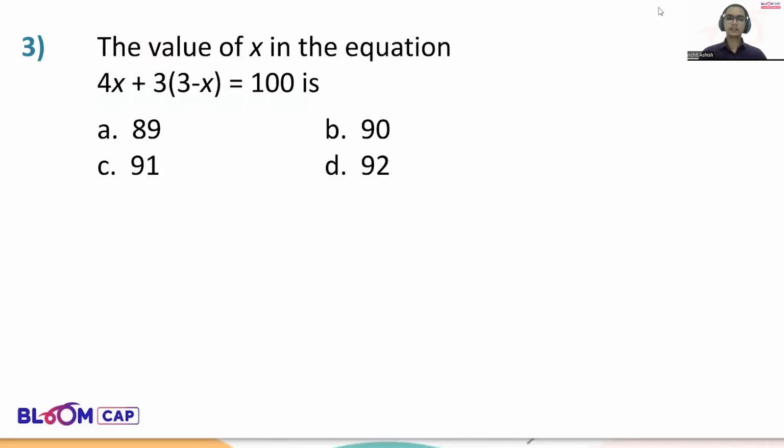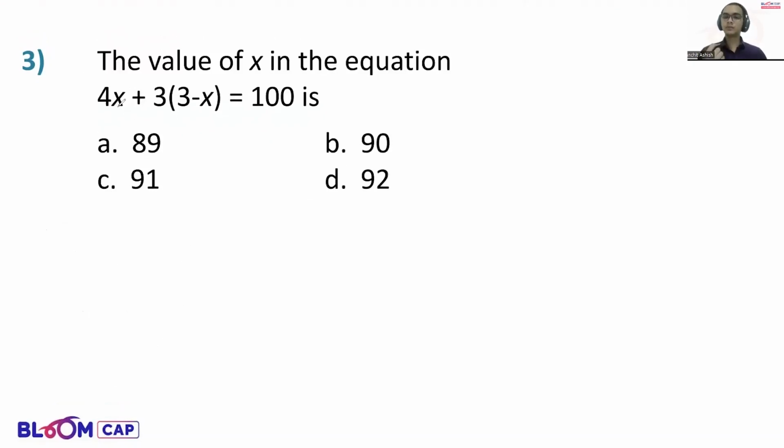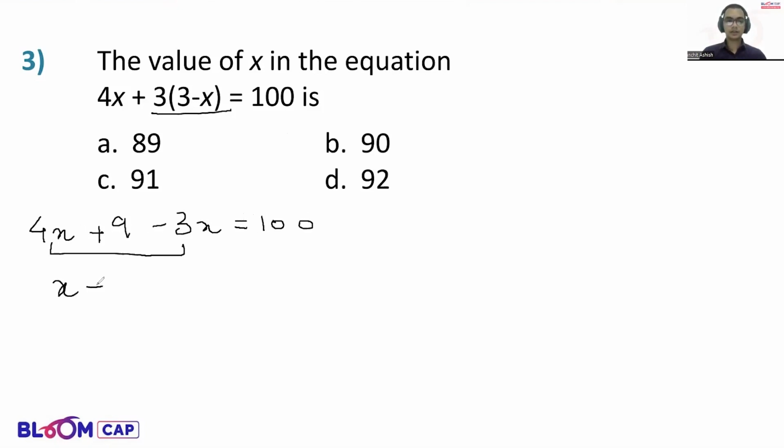The value of x in the equation is. Now the difference between the last question and this question is, in the last question the value of x was given. We just had to input that value of x in this equation. Now in this question, the value of x is not given. So we have to figure out the value of x. How do we do that? First, we'll expand this. We'll remove the brackets. 4x plus 9 minus 3x is equal to 100. We can simplify this. x plus 9 is equal to 100.